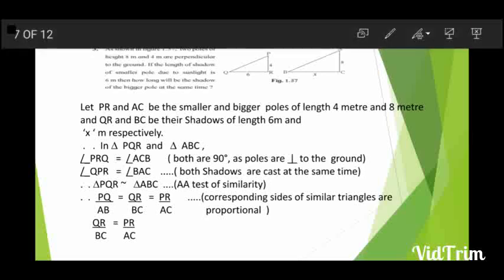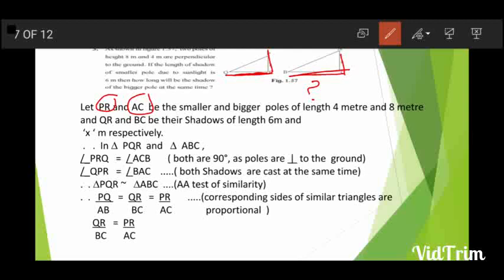There are two poles. So I have considered PR and AC as the poles. PR is the smaller pole and AC is the bigger pole. And they have told they are perpendicular. Already it is written: two poles of height 8 and 4 meter are perpendicular to the ground, and the shadow of the smaller pole is QR, that is 6 meter, and the shadow of the bigger pole BC is X meter. It's not centimeter, it's meter. Then they have asked us to find the length of the shadow of the bigger pole.